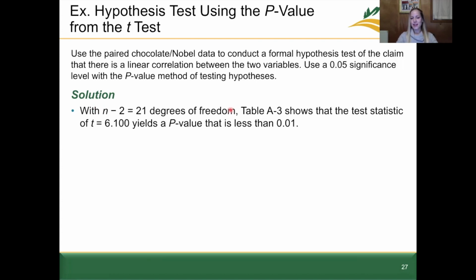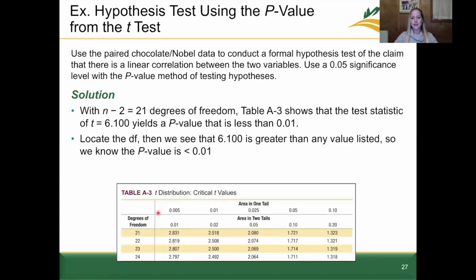Let's take a look at the setup of table A3. In the left-hand column of table A3, we have our degrees of freedom. As you look at this visual of table A3, I've again cut out some of this information in the middle, so you'll see more numbers between degrees of freedom and the number 21. But for us, our degrees of freedom is 21. Then our t-test statistic is 6.100.